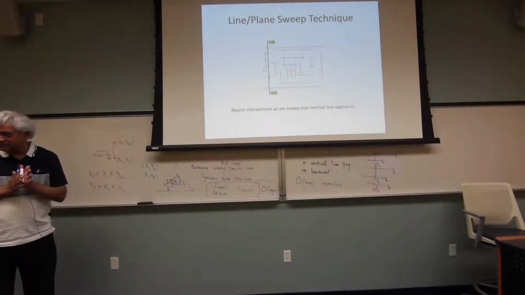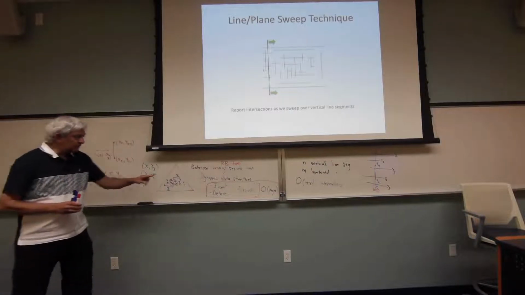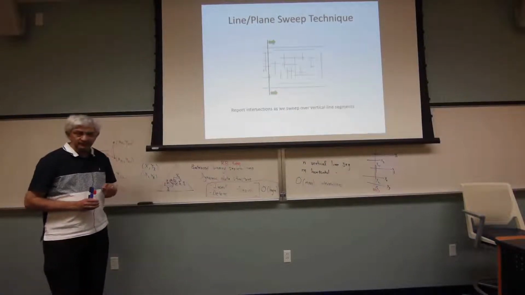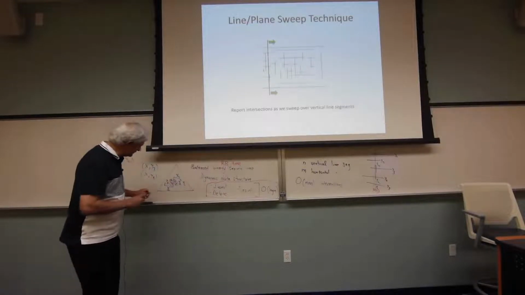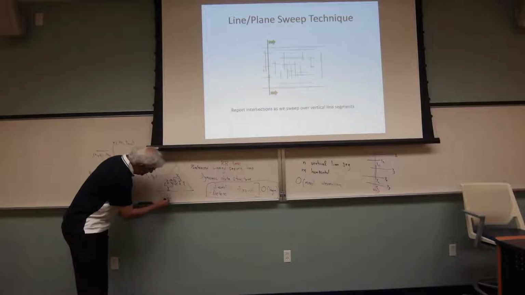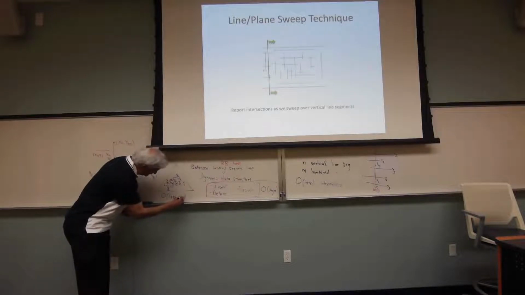Make sense? Now, the time complexity of reporting this turns out to be not quite log n, but it's actually log n plus the number of intersections.